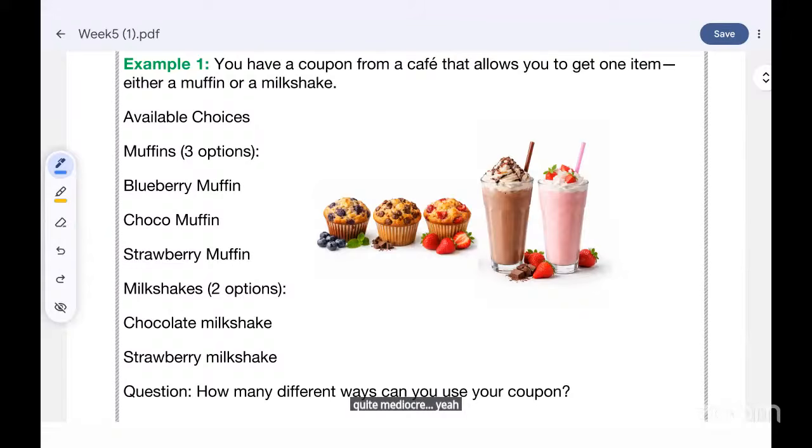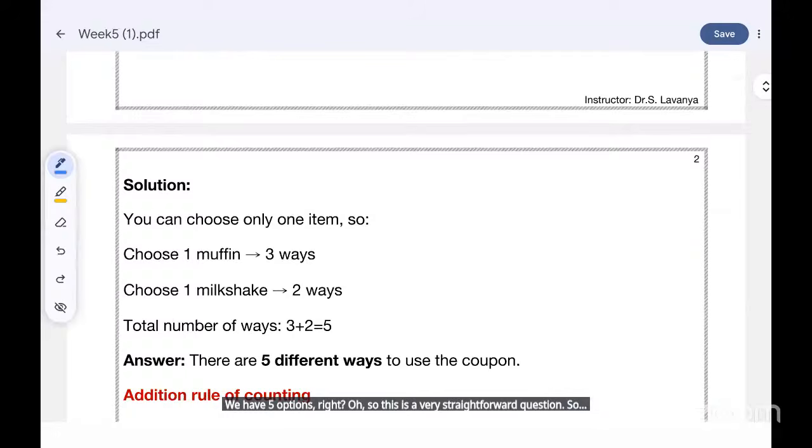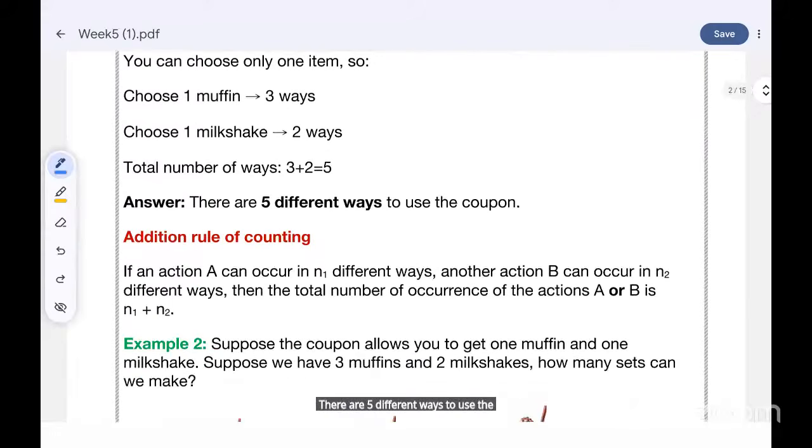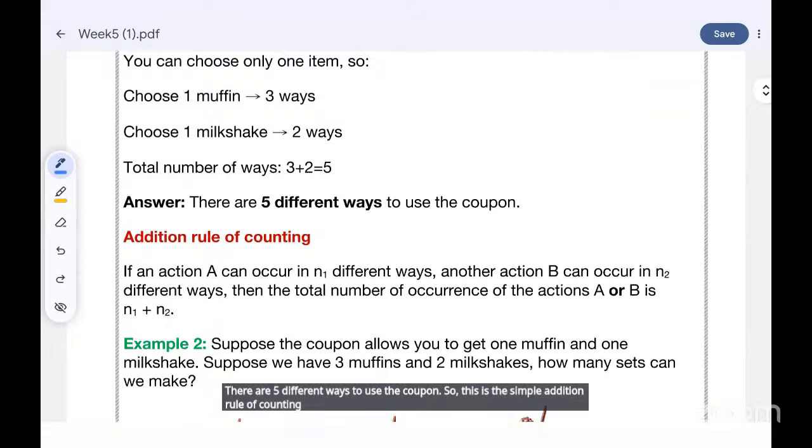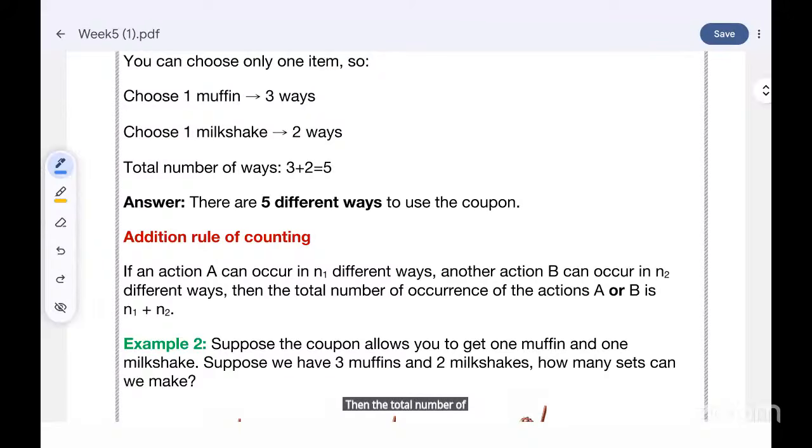Yeah, very obvious, right? Because you have three options here and then you have two options here. So the answer is 3 plus 2. We have 5 options, right? Okay. So this is a very straightforward question. There are 5 different ways to use the coupon. This is the simple addition rule of counting. If an action A can occur in N1 different ways, and another action B can occur in N2 different ways, then the total number of occurrences of the actions A or B is N1 plus N2. Okay.